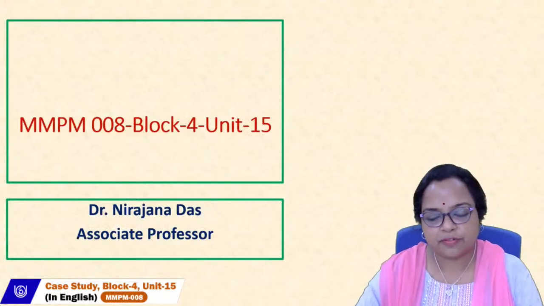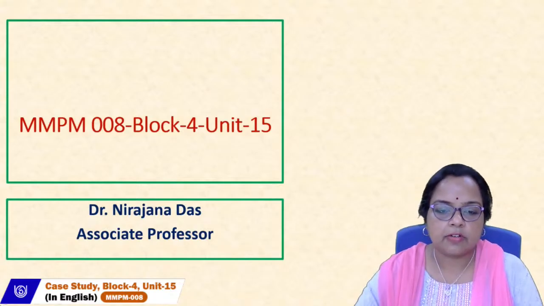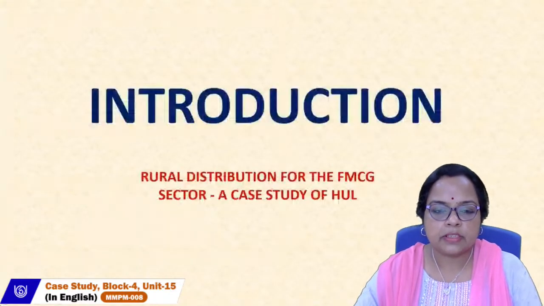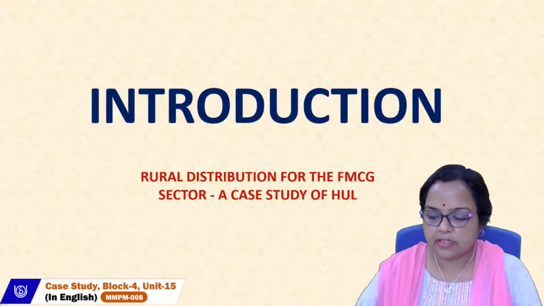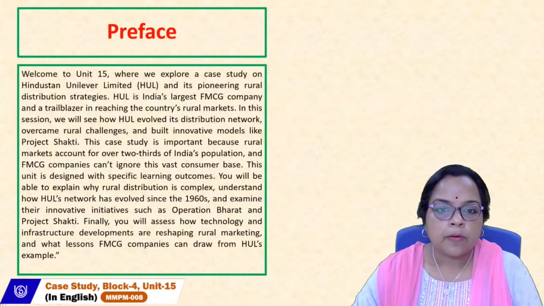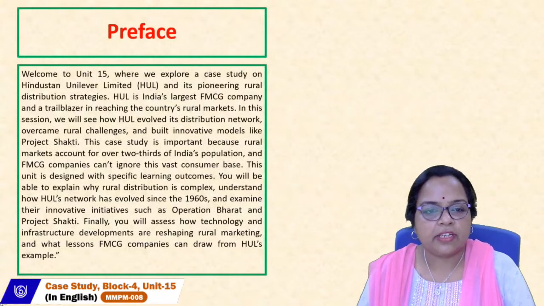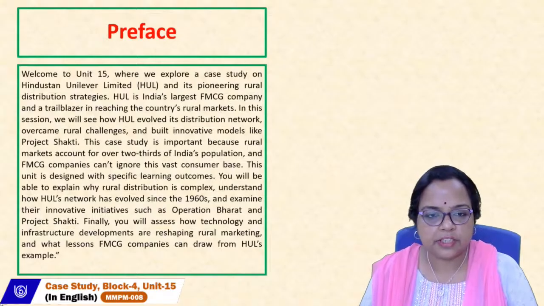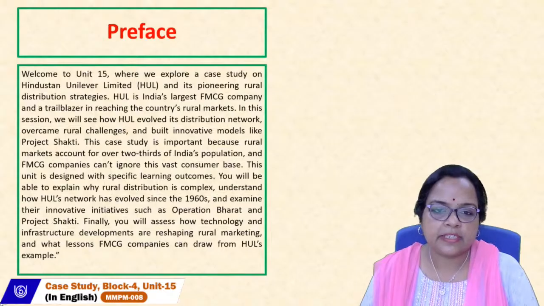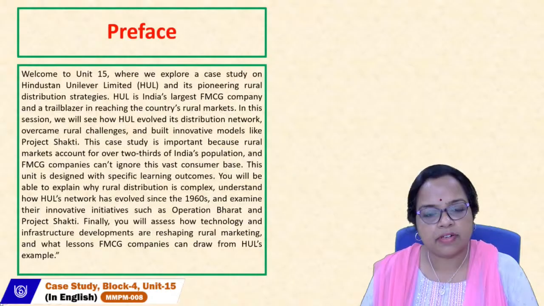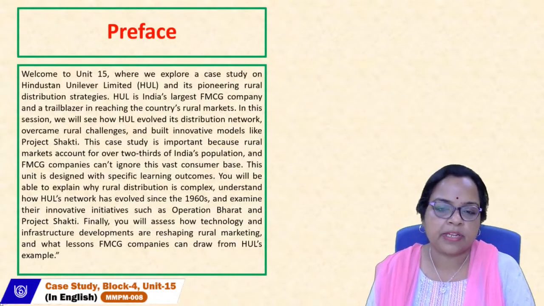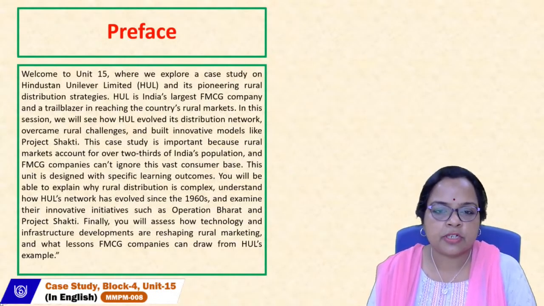Back to block 4, and this is the last unit, unit 15. We will discuss a case study that describes rural distribution for the FMCG sector. We will explore a case study on Hindustan Unilever Limited, that is HUL, and its pioneering rural distribution strategies. HUL is India's largest FMCG company that we all know and a trailblazer in reaching the country's rural market. We can take HUL as the first company who has tried to reach the rural market.